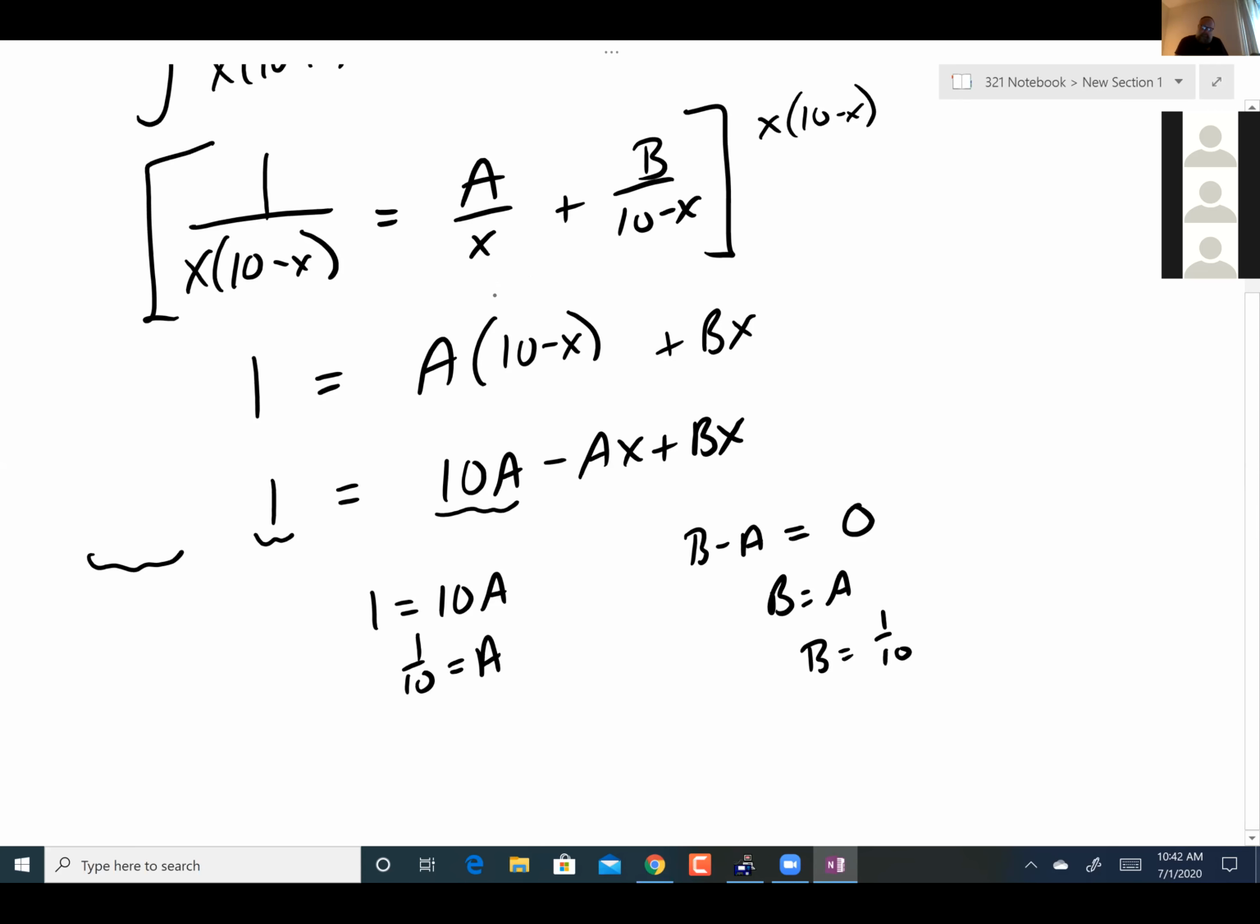The other way to do it is to come up here and look at this. What value of x would make that 0? Well, 10. So if I put 10 in here, this piece cancels off, and I get 10b equals 1, which means b is 1/10. That's one way. And then what is the other 0 of this function?